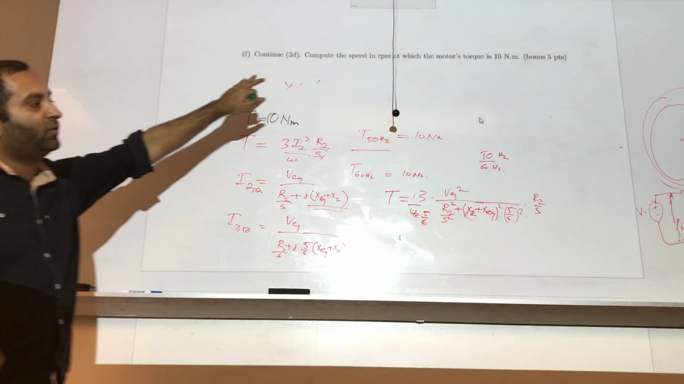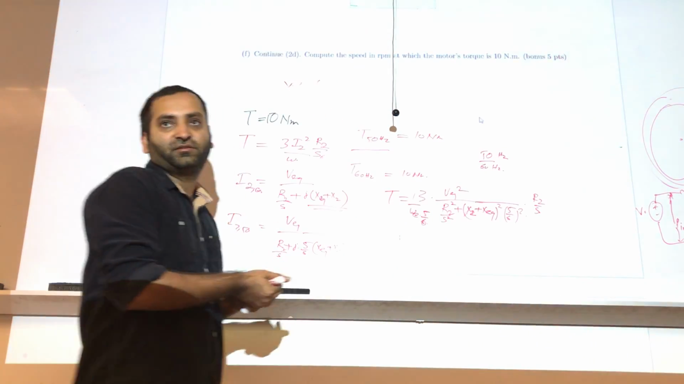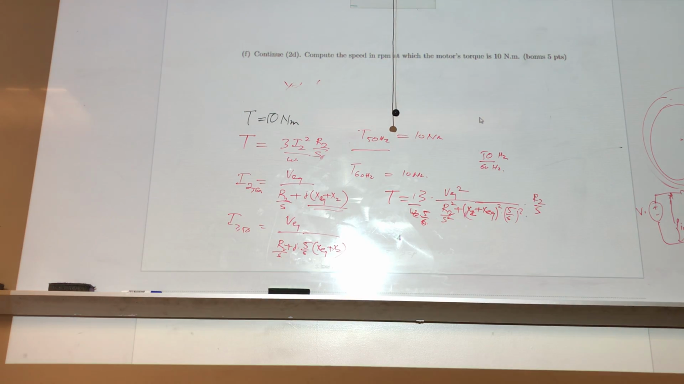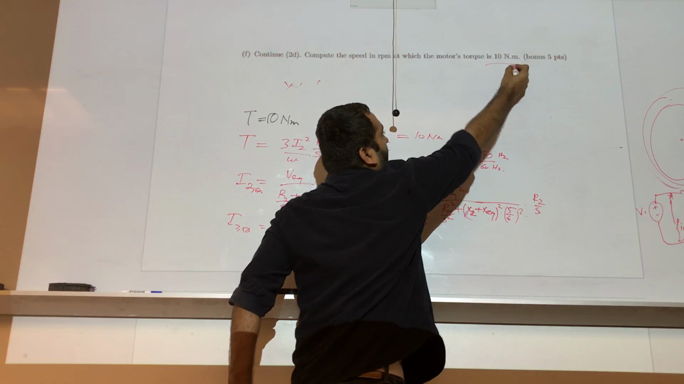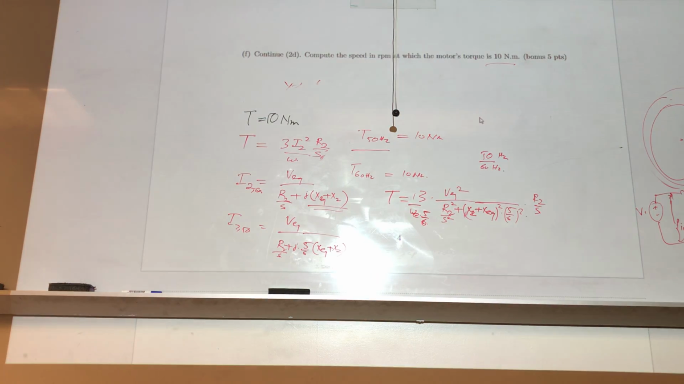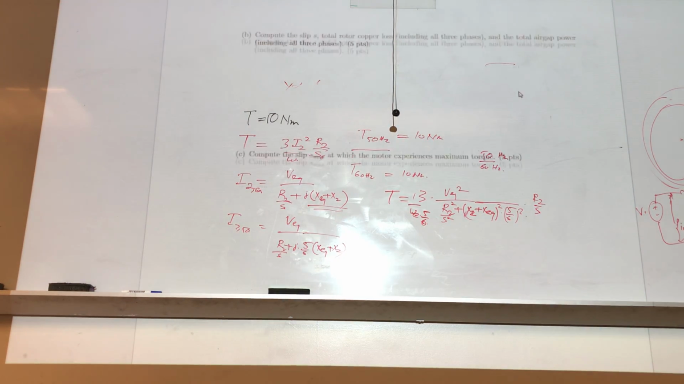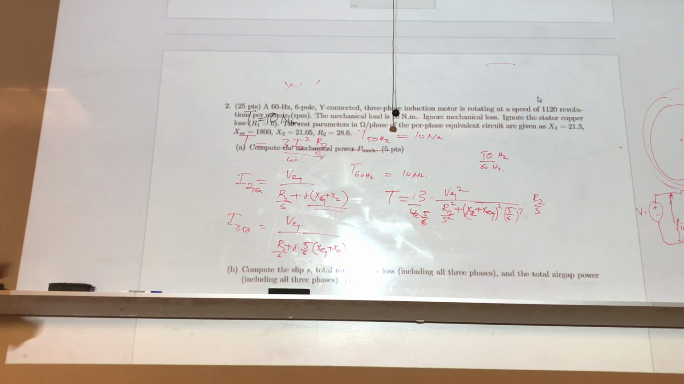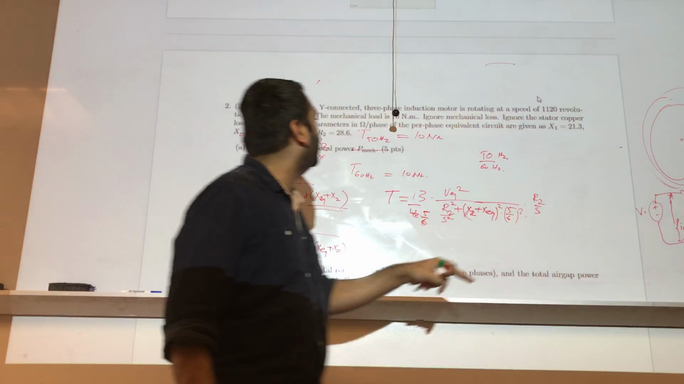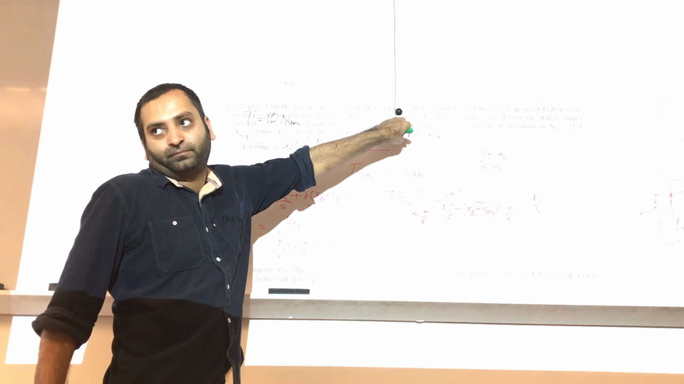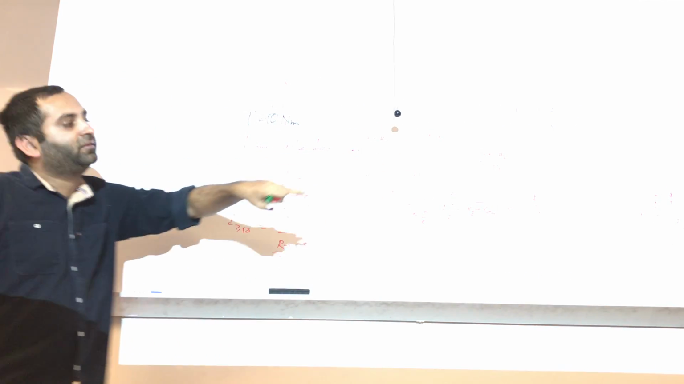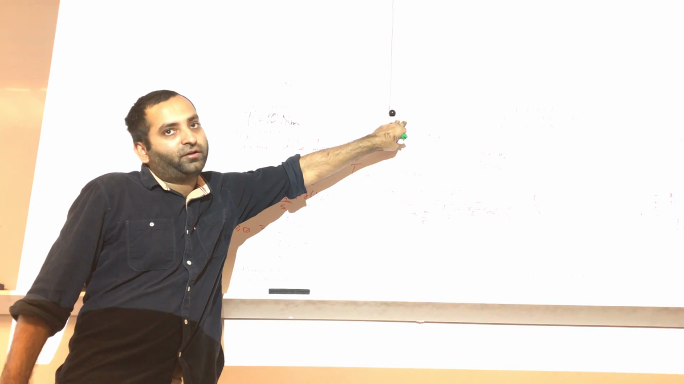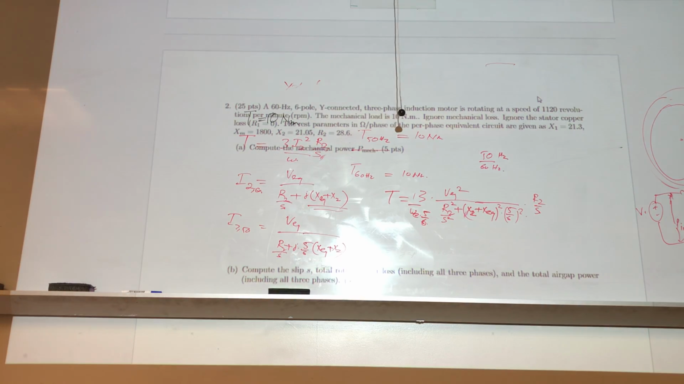And the answer to this question is always that the speed will not change, because this induction machine is torque controlled. If the torque is the same, the speed will be the same. If you see here, the torque is 10 Newton meter, and the question also says that at the speed of 1120 RPM, the torque is 10 Newton meter. So that is the trick. If the torque is the same, you shouldn't change the speed. It will always be the same.